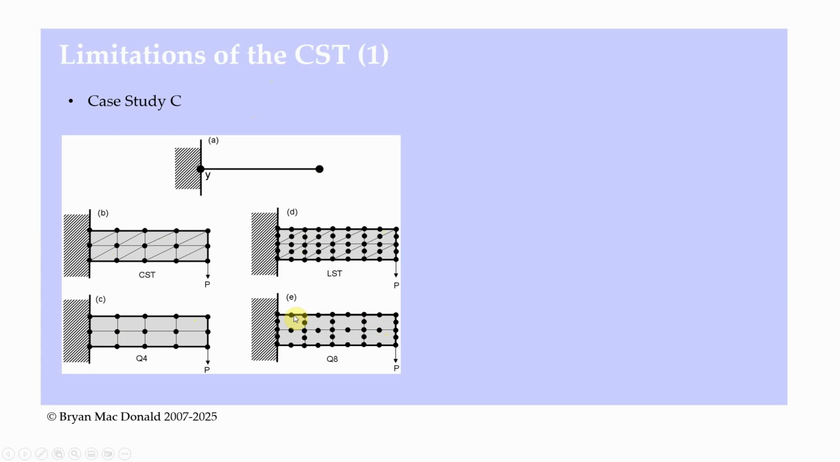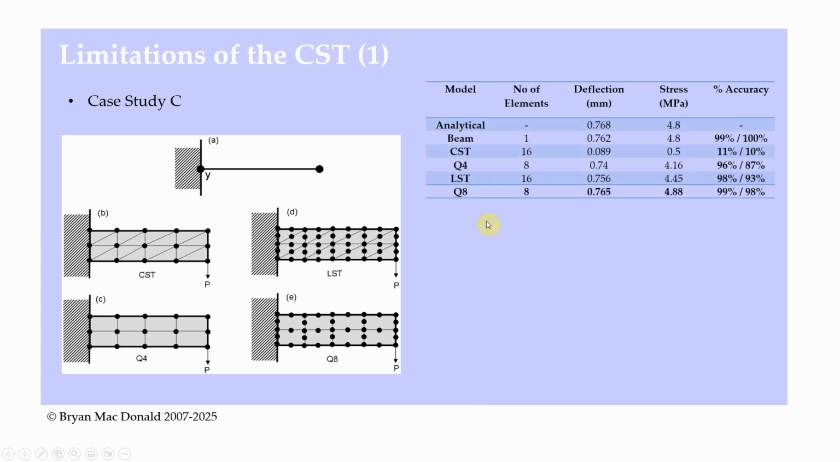And what we do is we get a table like this in the case study where we do the analytical solution for beam bending. So there's forces given and there's cross-sectional areas and so on given in the example. The analytical solution to the given parameters is that we get a deflection of 0.768 and a stress of 4.8 megapascals. So by using one beam element, we get very, very close straight away. We get 99-100% accuracy in terms of deflection and stress by using one beam element.